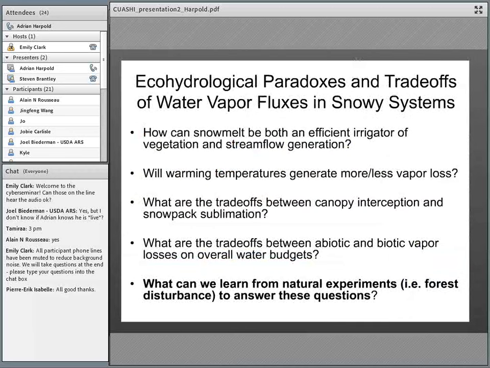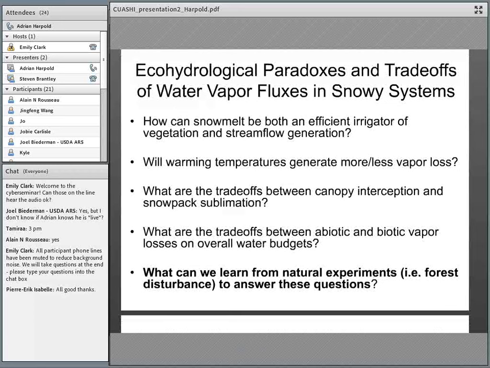I'm going with a wider scope today to talk about some of the work I've been involved in and some of the larger questions in the field, which I've framed around these paradoxes, or probably better term trade-offs, in water vapor fluxes in snow-dominated or snowy systems, which we'll go through individually and then try to put some meat on the bone at the end.